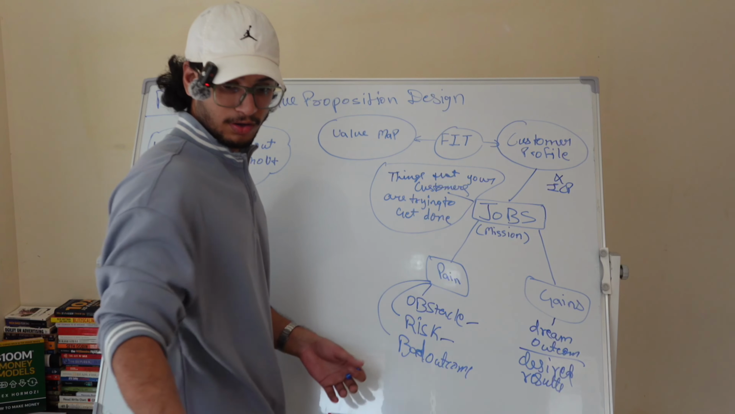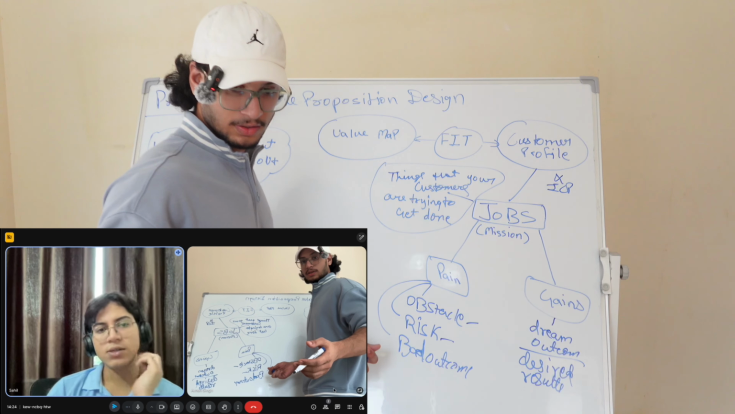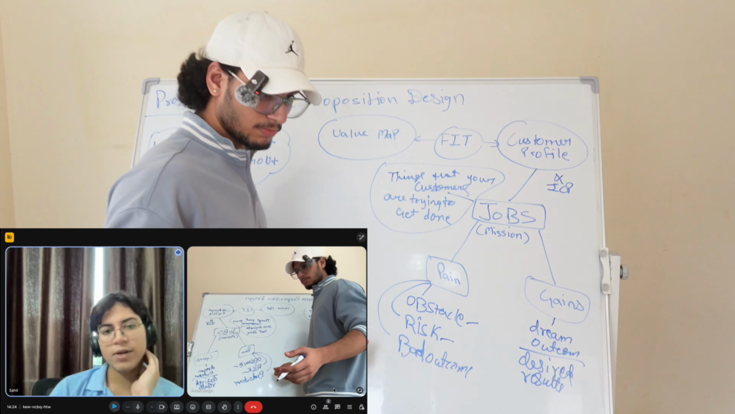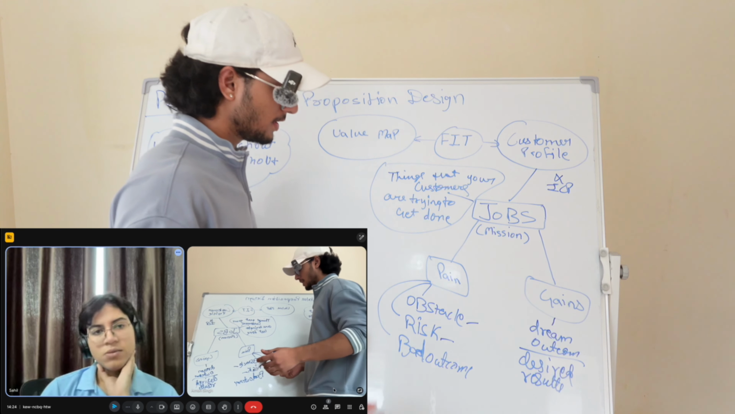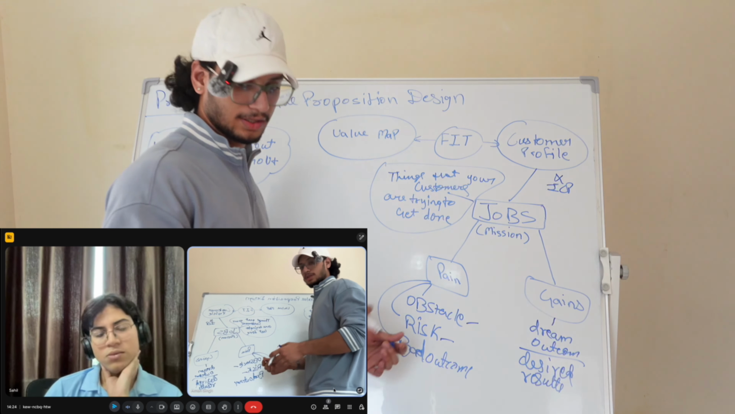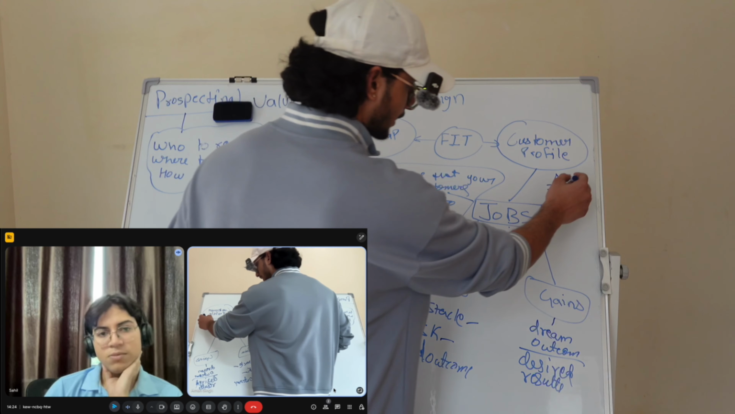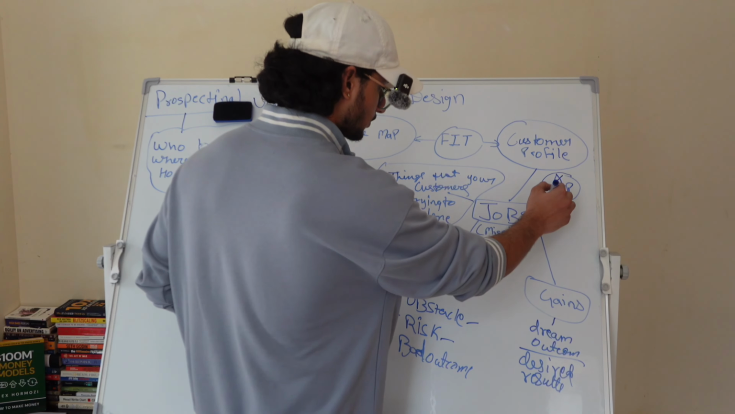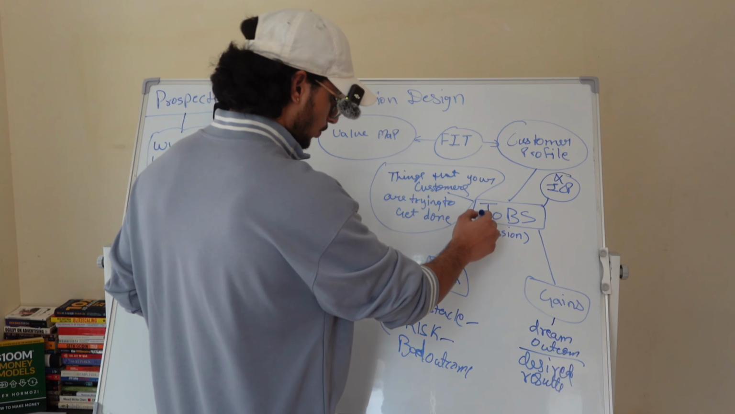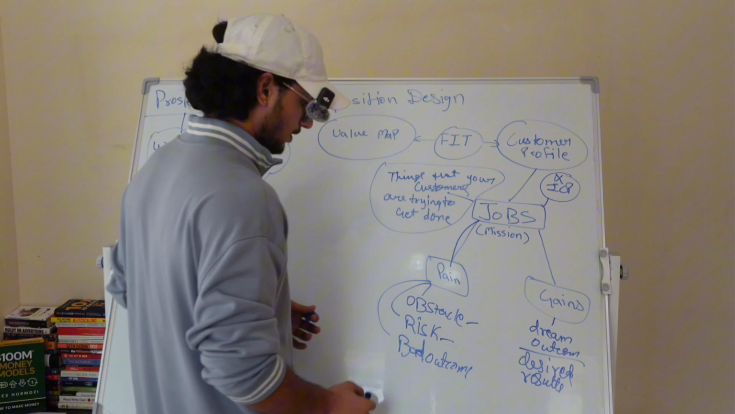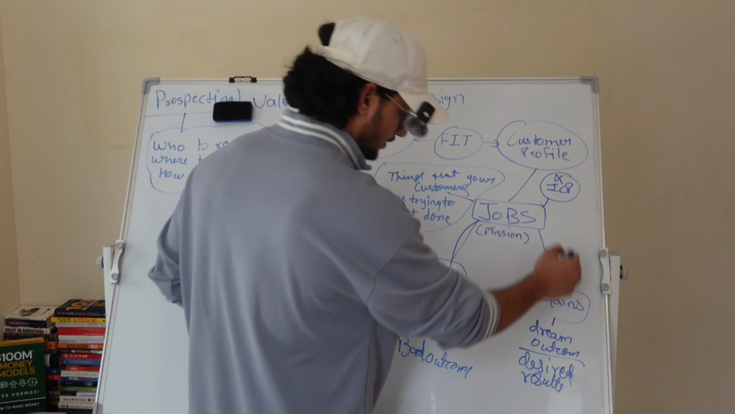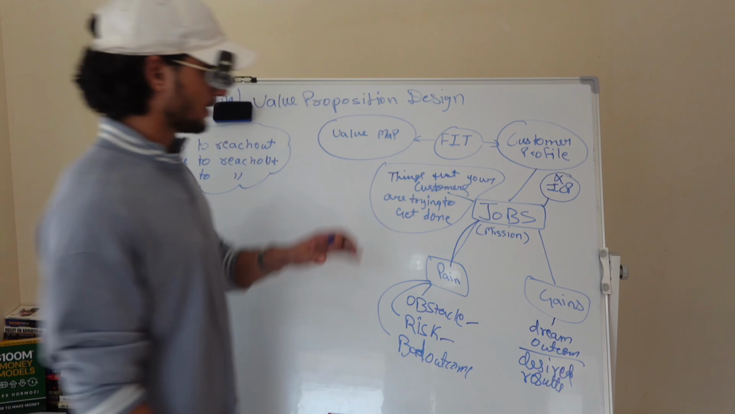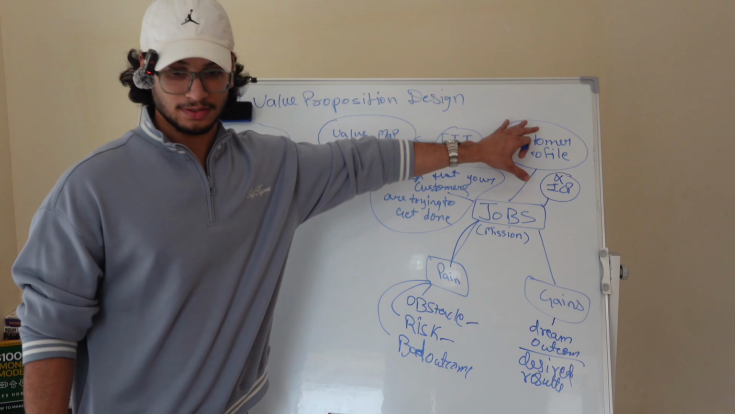So let's say your ICP is coaches and consultants, mostly executive and business coaches. Okay, so any business or leadership coaches and consultants. You need to figure that out first. Once you figure that out, you are going to see what they are trying to get done, what are the obstacles, risks, and bad outcomes related to their job, and what is their dream outcome and desired results. That would be your customer profile.